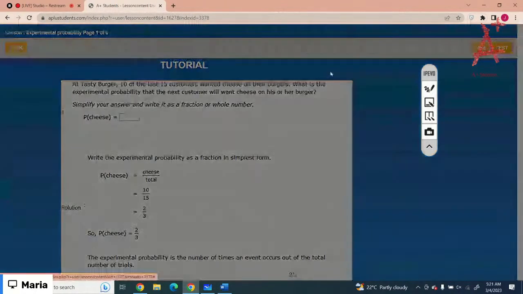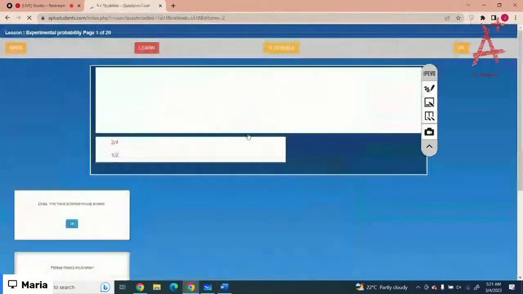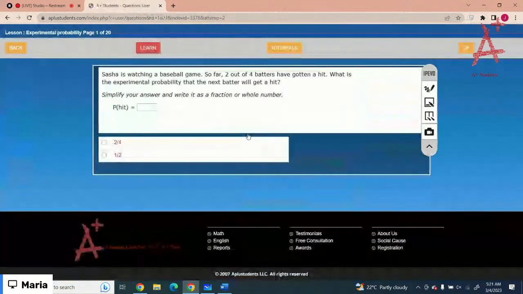Let's just start with the test question. Sasha is watching a baseball game. So far, 2 out of 4 batters have gotten a hit. What is the experimental probability that the next batter will get a hit? So the total outcomes are 4, and out of the 4, two of them got a hit. So it would be 2 over 4. Or you can simplify your answer. When you simplify 2 by 4, it would be 1 over 2. So the correct option is 1 over 2.